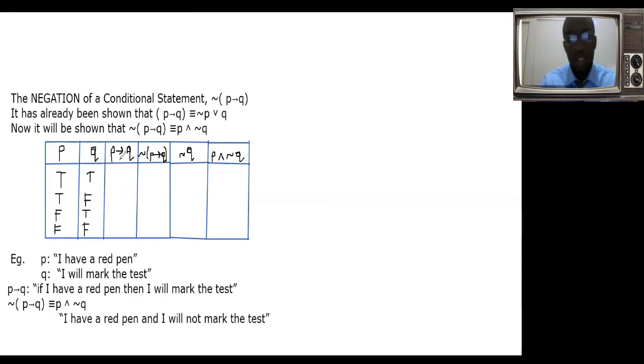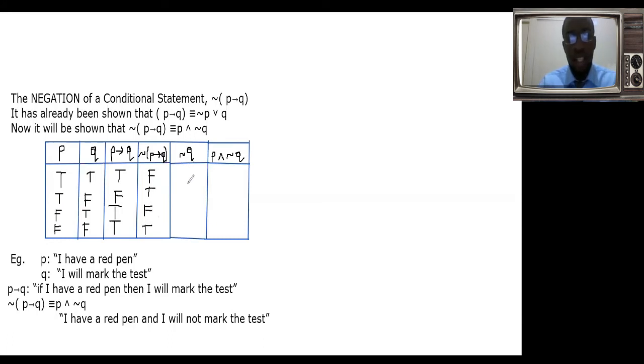And so P implies Q is going to be, the only time P implies Q is false is when P is true and Q is false. So whenever the antecedent is true but the consequent is false, that's the only time P implies Q is false. And so everywhere else is true. Then the negation of this column is just the negation of right here. So the negation of P implies Q is false, true, false, true.